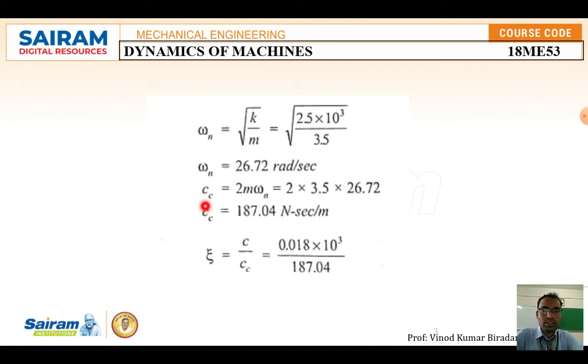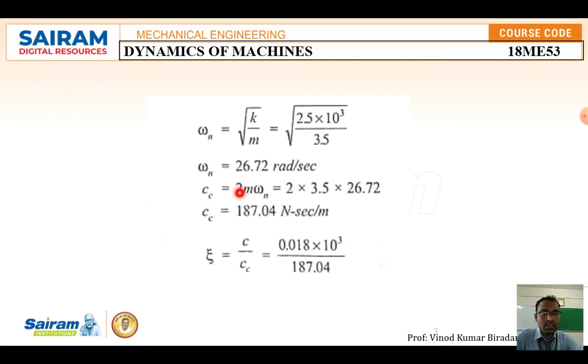Cc stands for the critical damping coefficient. While deriving the equation I told you that wherever Cc is there, we use 2m omega n, or 2m, or 2 square root of k by m. Both formulas we can use here. So Cc is equal to 2m omega n. Here, 2 times the mass 3.5, and omega n we already calculated as 26.72. Using a calculator, we get Cc equal to 187.04 Newton second per meter. So we calculated omega n and the critical damping coefficient Cc.